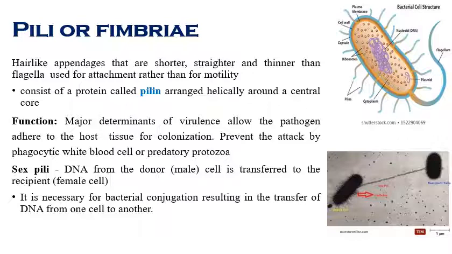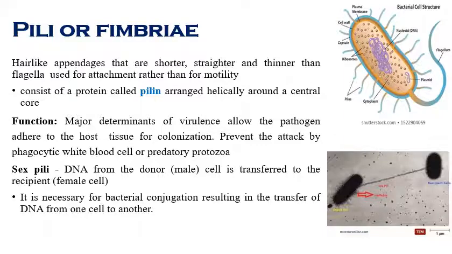Now we will get into it. On the right side we can see the diagram of a pilus, or fimbriae. These are hair-like appendages, usually shorter, straighter and thinner than flagella. It consists of a protein called pilin, whereas flagella consist of a protein called flagellin.